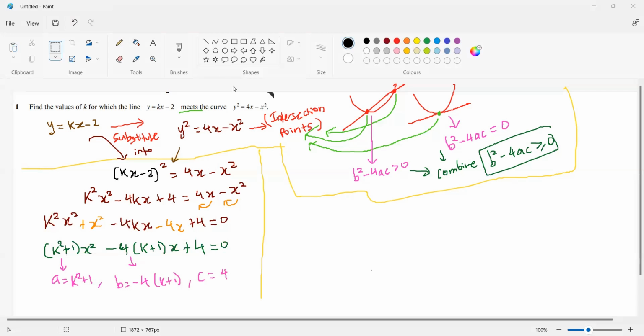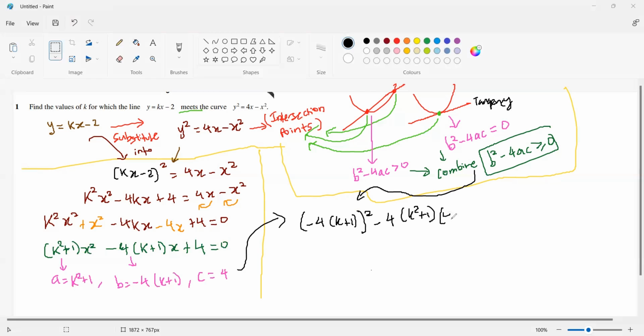Okay, so one last calculation here, which is we need to apply the theory that we talked about. For it to meet the curve, either it intersects at 2 points or at a tangency point, at 1 point it meets. So there are 2 possibilities. So we combine the possibilities. So b squared, negative 4 times k plus 1, b squared minus 4ac, where a is k squared plus 1, c is 4, bigger than or equal to 0. So by reducing this further, we should get the answer. Please take note that here got 16, this is k plus 1 squared. Here also got 16, times k squared plus 1, bigger than or equal to 0.